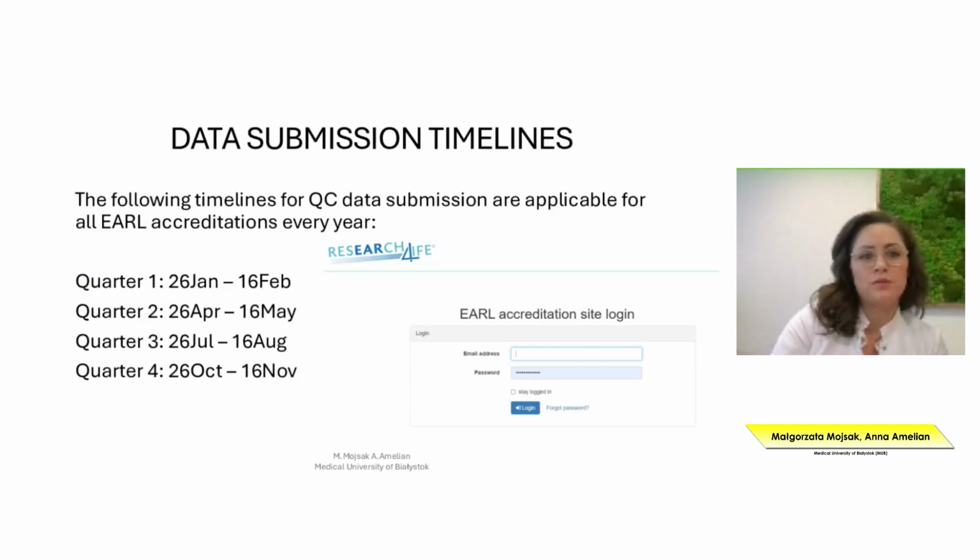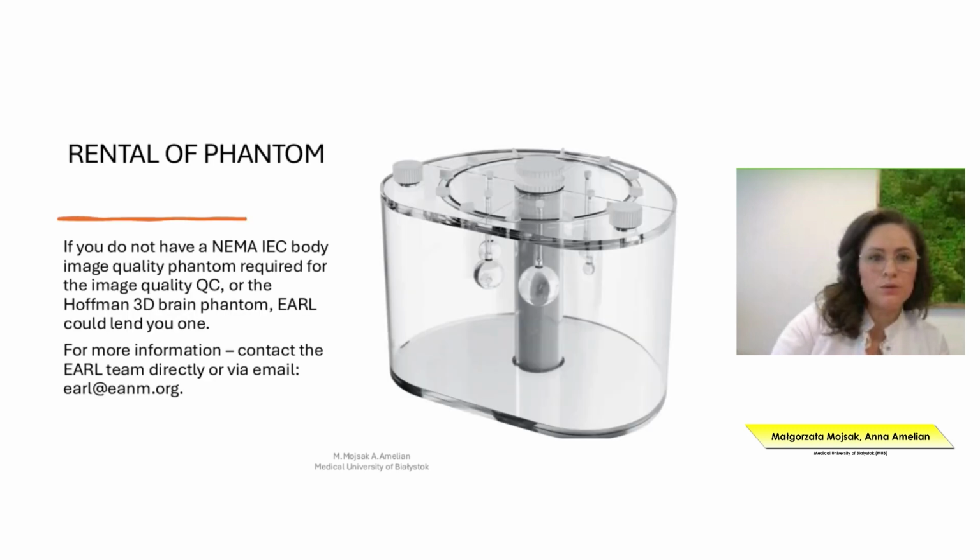And then data submission timelines, we can see that every year is divided into 4 quarters. In the first quarter, we scan the NEMA body phantom and the cylindric phantom, and then every other quarter we just scan the cylinder only. Then when we want to send the images, we just need to log in on our account, and we send the images.